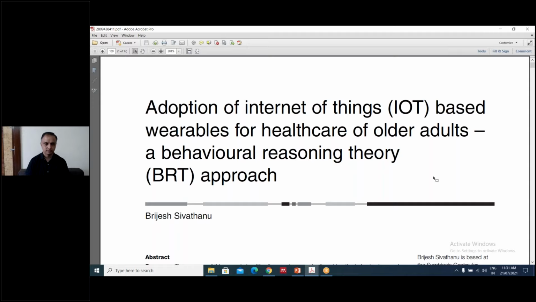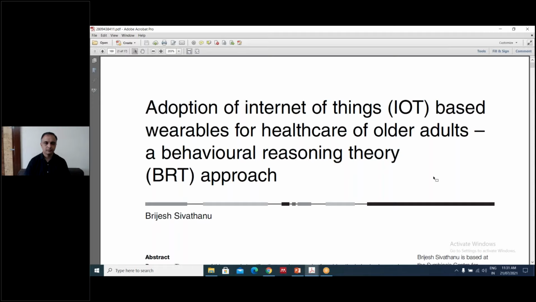Again, this is the paper from the Journal of Enabling Technologies. It is published with Emerald. It's an ABDC and a Scopus indexed journal, and it's a freely downloadable one. You can go and download it. This is a paper which I have written; the research was done in 2017, and published in 2018.